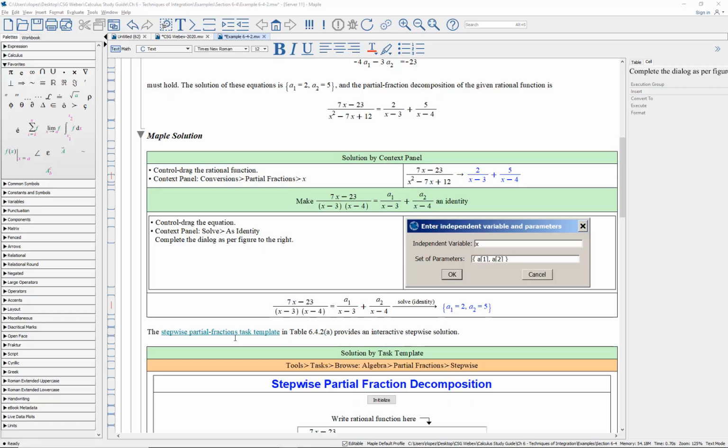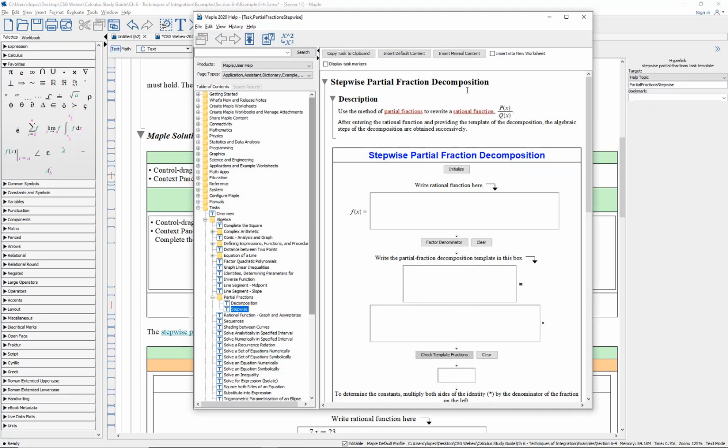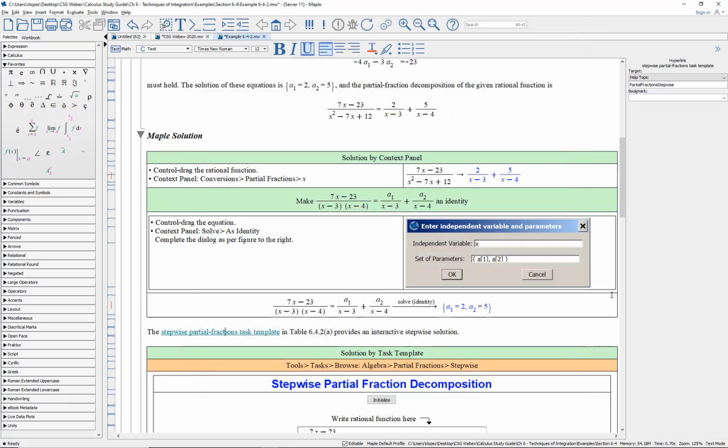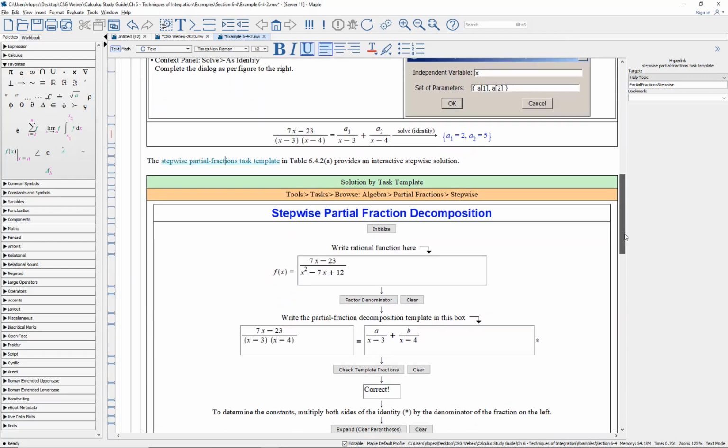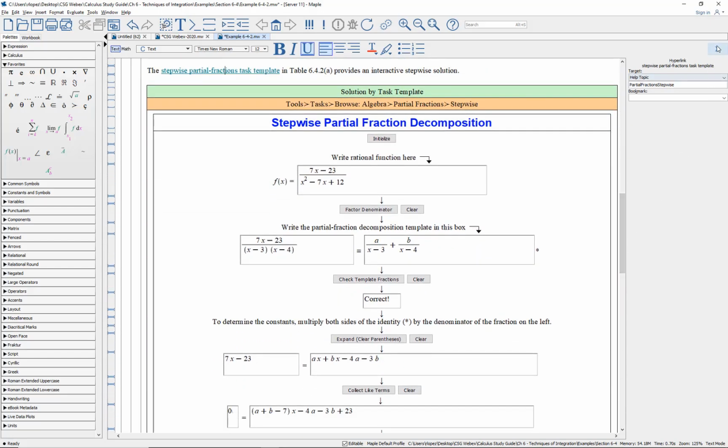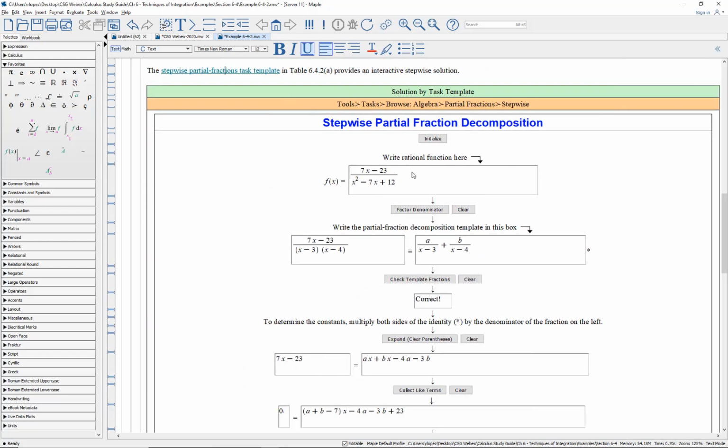There's also a task template for this. Now I've shown you where the task templates are. If you click this link, it'll take you to the help page for that task template. Explains how it works. Here is the task template already embedded. You put the rational function in here.